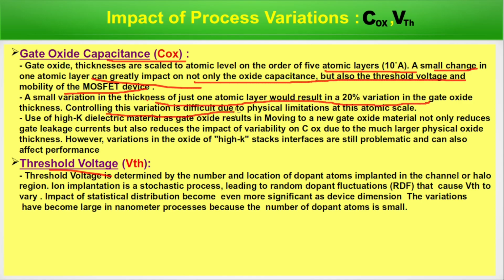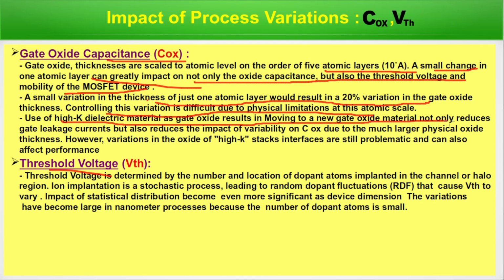Controlling this variation is difficult due to physical limitation at this atomic scale. In state-of-the-art or nanometric devices, this impact of variation is significant because the device dimension is already reduced. This gate oxide thickness has scaled to 5 atomic layers, that is 10 angstrom. A small variation in thickness of one atomic layer results in 20% variation. So that's a huge impact.